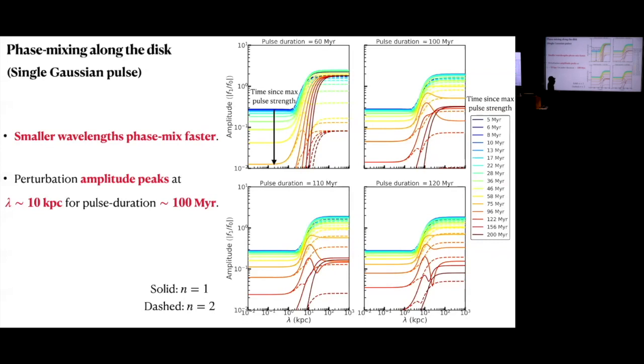And the other curious thing is that for a given pulse duration, you can find some peaks at a particular wavelength. So the amplitude actually peaks around the 10 kiloparsec scale. This model is basically predicting that a pulse of a given duration, a given time scale, can give rise to a dominant wavelength of these perturbations along the disk. And we are predicting that it should be around 10 kiloparsec.